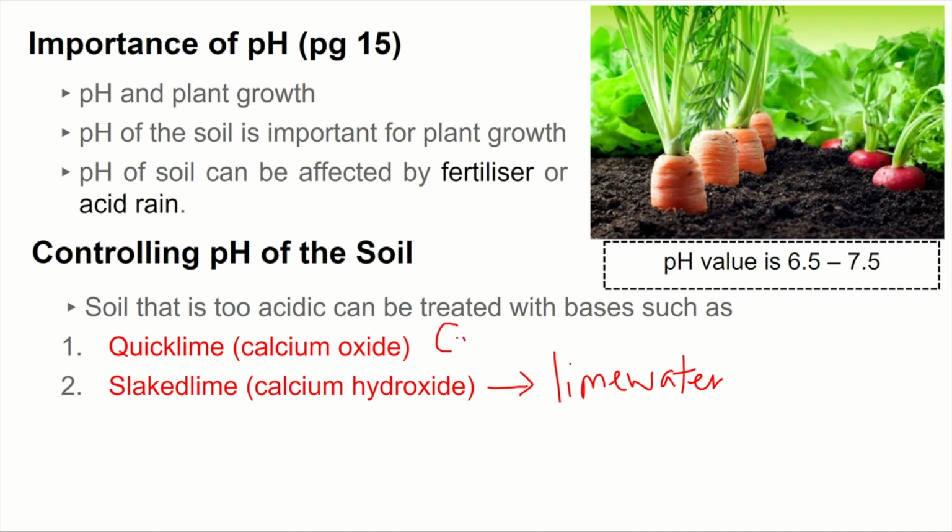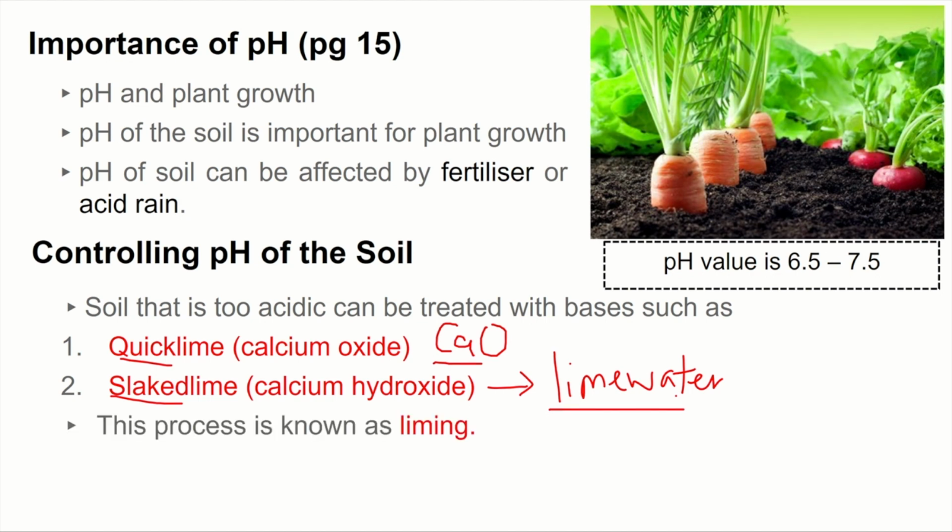How to remember? I will see it as CaO. So quick, I will remember it as it sounds similar to our dialect word. So I will remember it as quick, like quickly go. So I'll remember it as calcium oxide, quicklime. Slaked lime will be your lime water, the one you use to test for carbon dioxide.